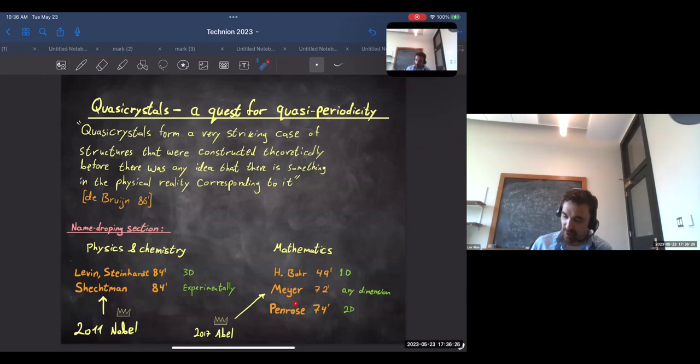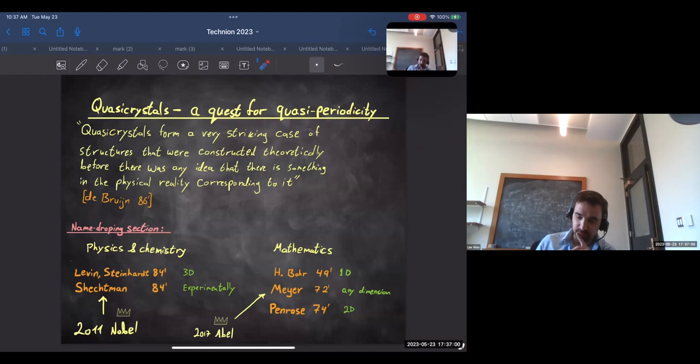And later on, in something that looked completely unrelated, 20 years after that, people realized that all of these works were related. Penrose constructed his famous Penrose tiling, showing that you can tile the plane with only two types of tiles, in a non-periodic way, in a way that had some kind of fivefold symmetry.